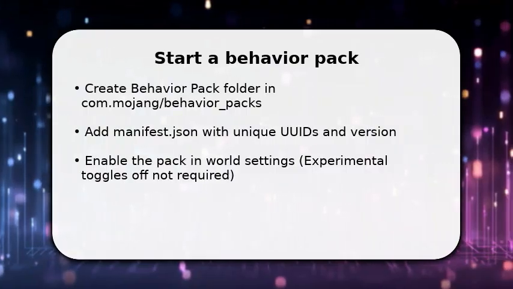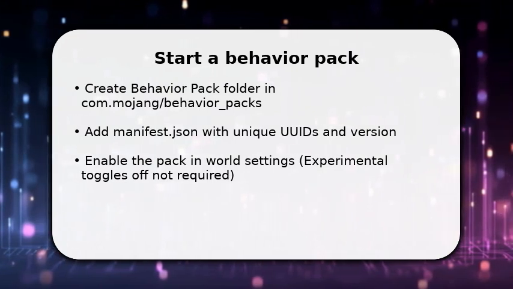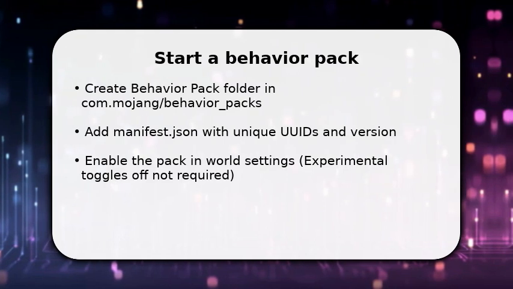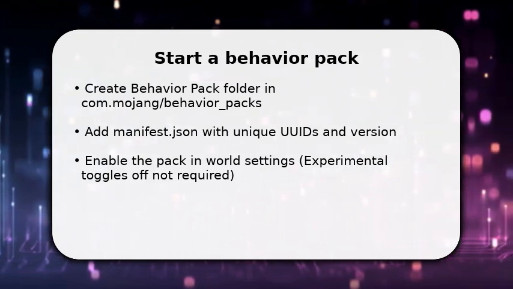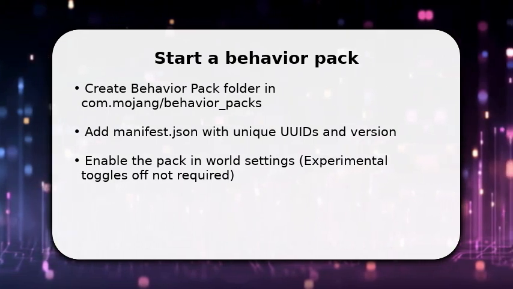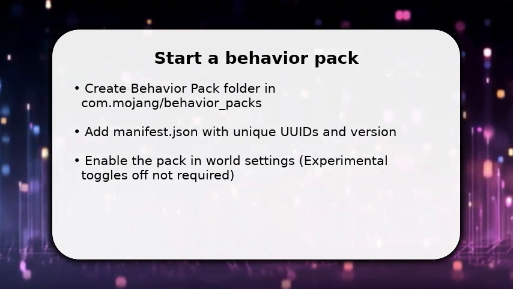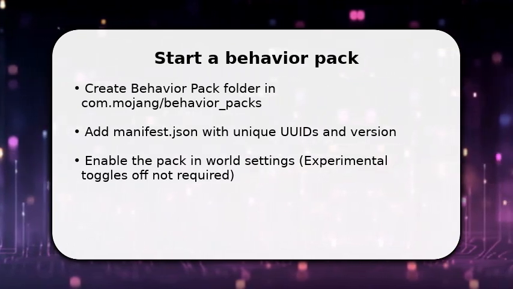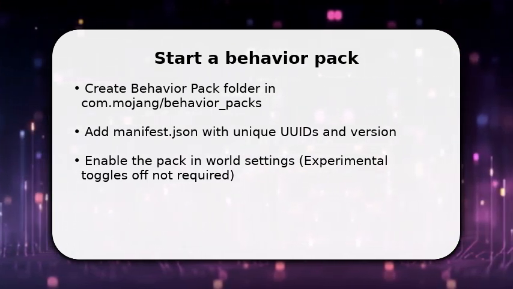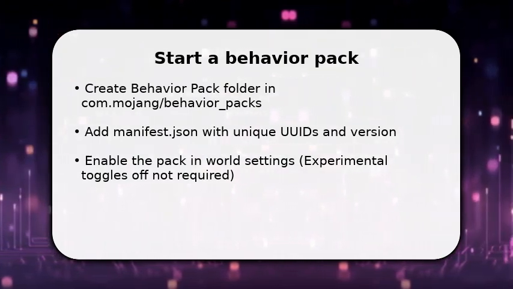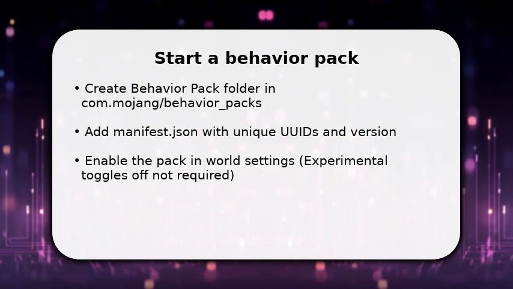You begin by making a behavior pack because Bedrock does not expose a simple toggle. This is the only reliable method. Create a new folder in com.mojang/behavior_packs, add manifest.json with 2 new UUIDs and a version number, then add a pack_icon.png. Once done, open your world settings and activate the behavior pack under behavior packs. Make sure to apply changes to the active world so the game loads your overrides immediately.